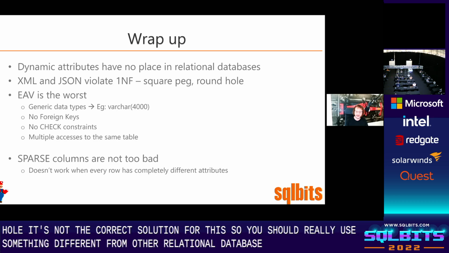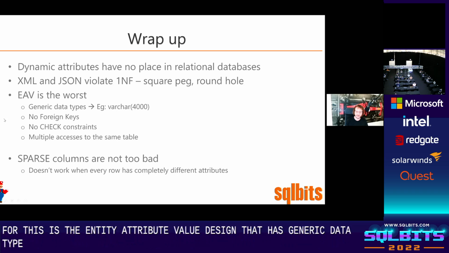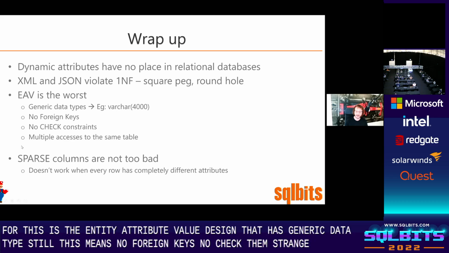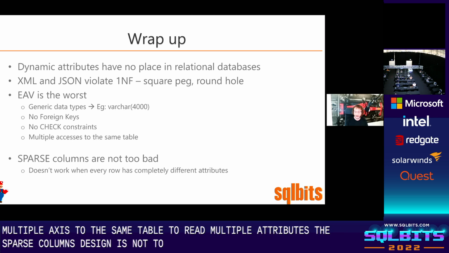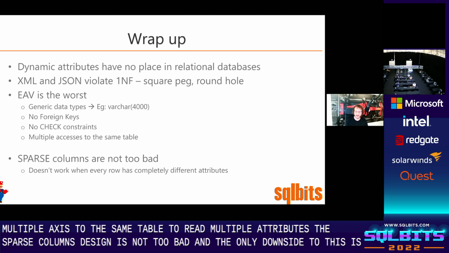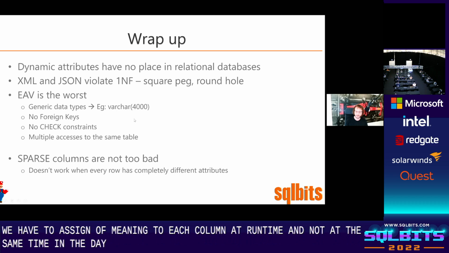The worst design for this is the entity attribute value design that has generic data types. So this means no foreign keys, no check constraints, and multiple accesses to the same table to read multiple attributes. The sparse columns design is not too bad. And the only downside to this is we have to assign a meaning to each column at runtime and not at design time in the database.